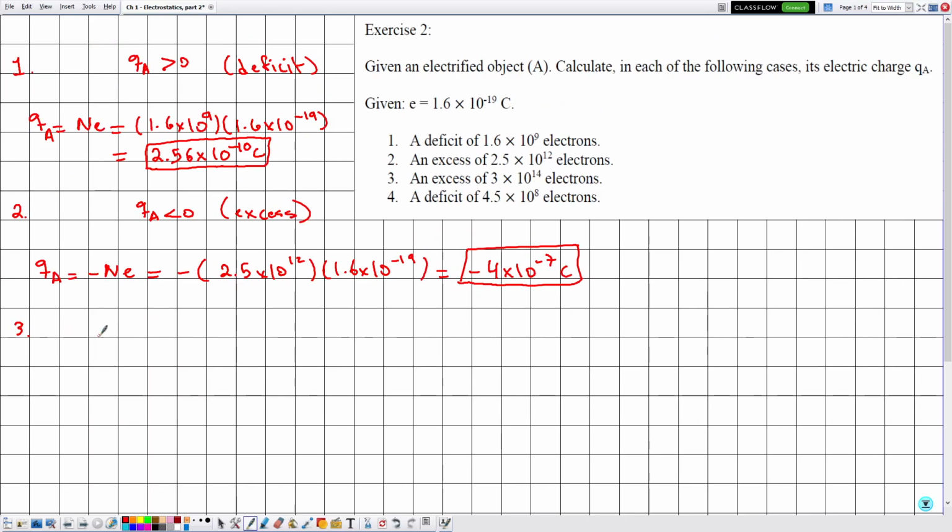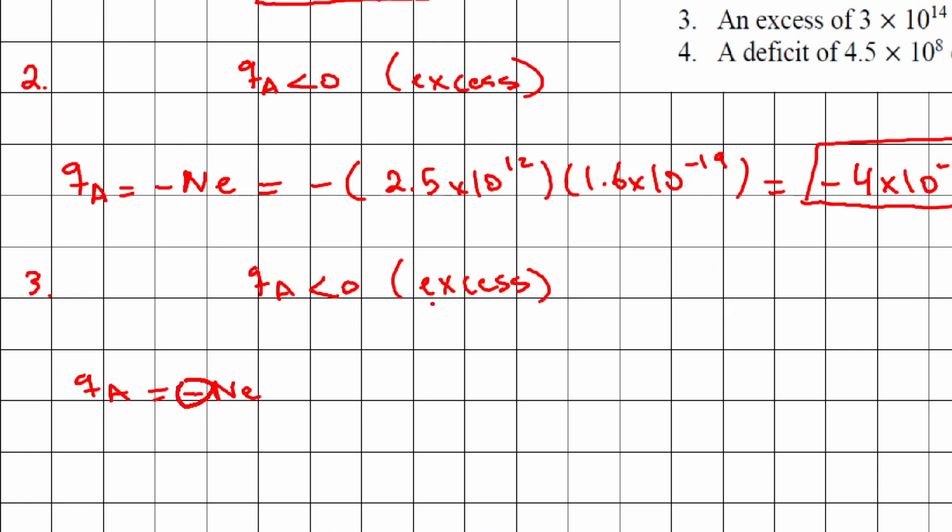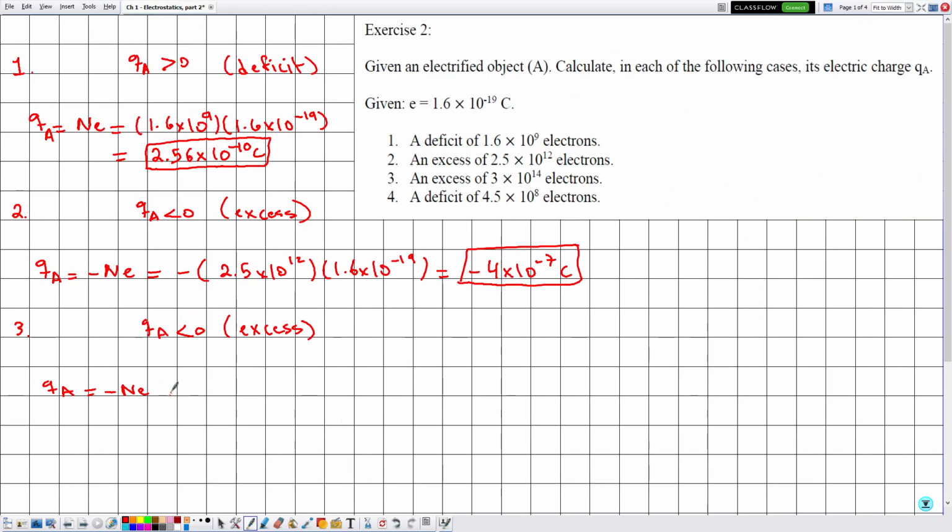Now in number 3, they are telling us that we have an excess of this amount of electrons, and the excess means that QA should be negative, because the object has gained electrons, and the number of electrons is greater than the number of protons. In this case QA is given by negative N multiplied by E. The negative sign reflects the fact that this is an excess. It is equal to minus 3 times 10 to the power 14 multiplied by 1.6 times 10 to the power minus 19, and plugging this on the calculator, eventually the value is negative 4.8 times 10 to the power minus 5 coulombs.